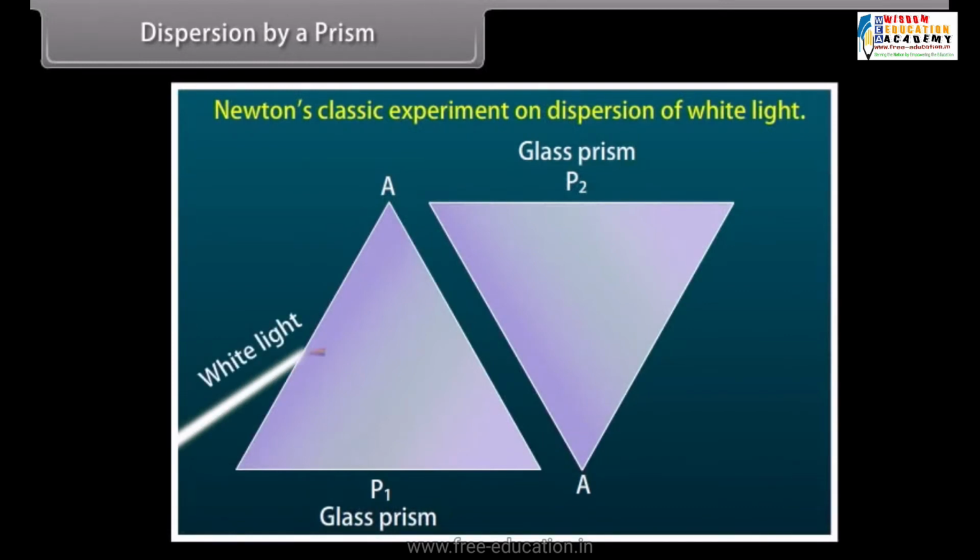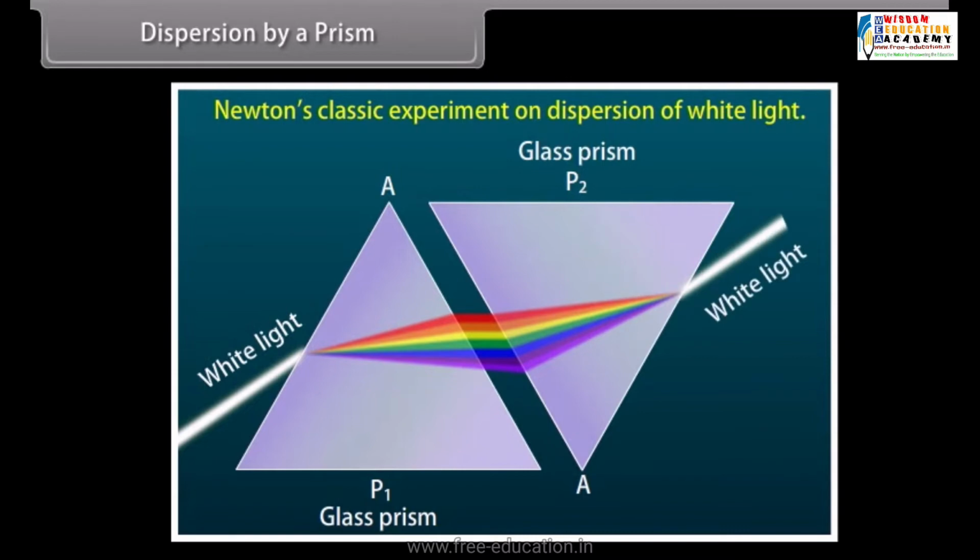Newton's classic experiment on dispersion of white light. In the experiment performed by Sir Isaac Newton, he put another prism, P2, in front of prism P1, but inverted in position, so that the emergent beam from prism P1 falls on prism P2, and the emergent beam from prism P2 is white light.